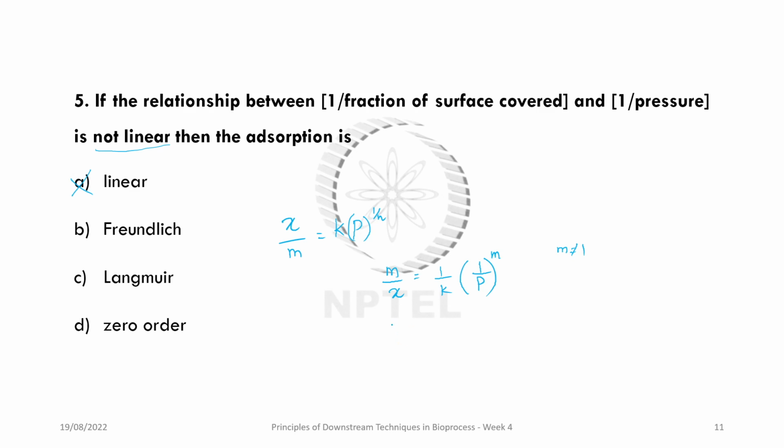So what does this follow? It's the Freundlich isotherm, right? Langmuir, on the other hand, is Kp by 1 plus Kp. Yes or no? So Langmuir is wrong, zero order is wrong. It's the Freundlich isotherm.